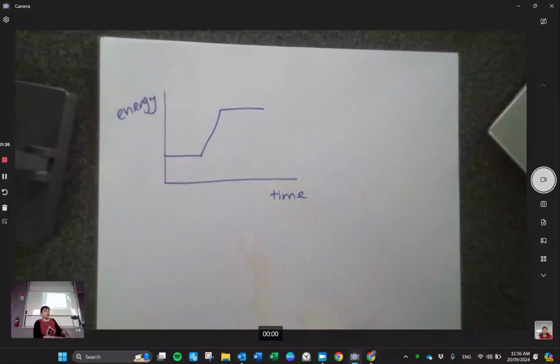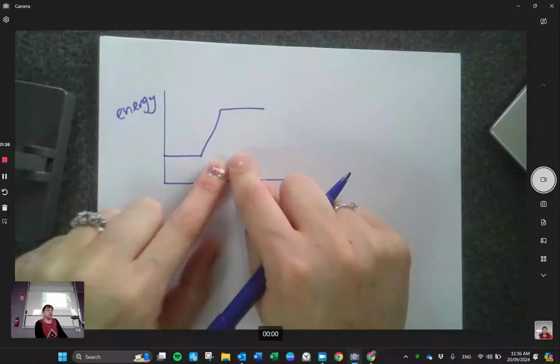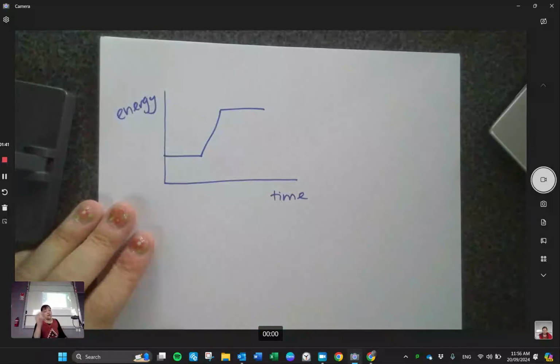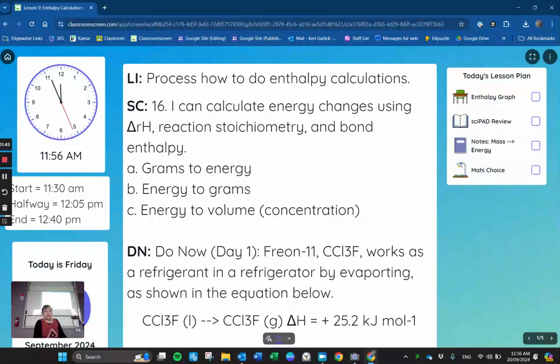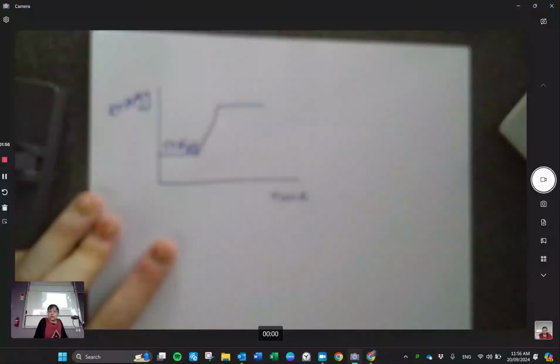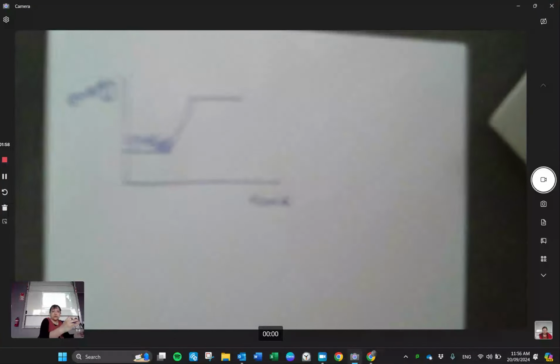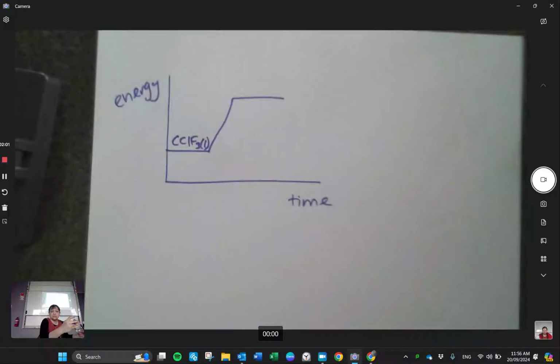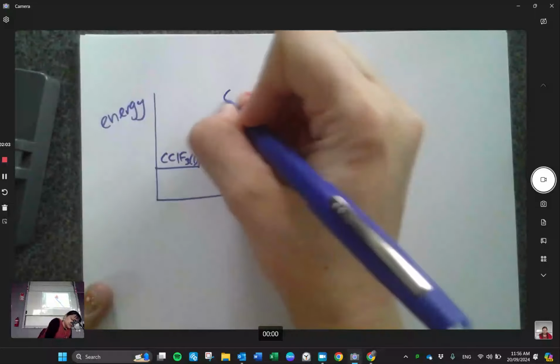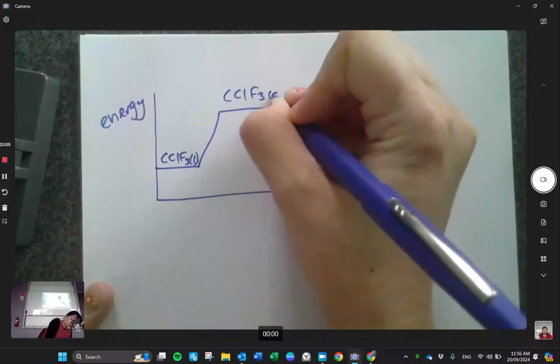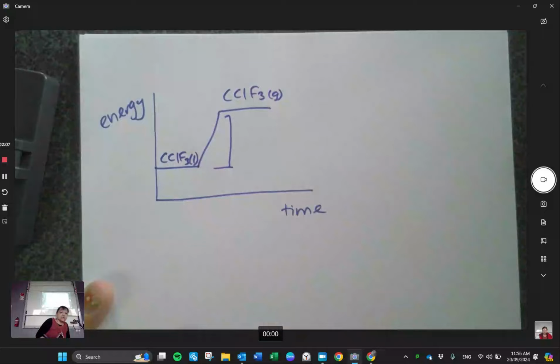Okay, so this here is showing energy that's being absorbed. So if I want to then annotate it with what we have in that diagram, I would be showing that I have CCl3F, and I'm going to show it as the liquid form. And then what I showed in the product form, CClF3 in the gas state, and then this here is representing the delta H.